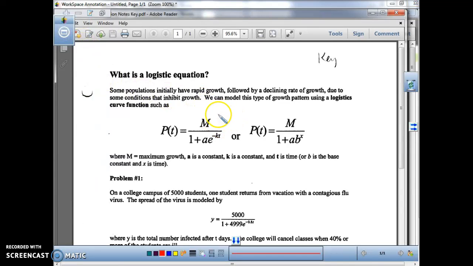Okay. M is called your maximum amount or your limit to growth. And every single one of these will have one, and I'll explain why in just a second. Okay, and then we have basically the same model presented 2 different ways. Sometimes you'll be given the equation and you'll have to just use it in the form that it's in.